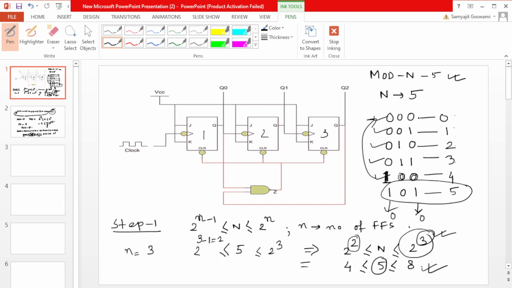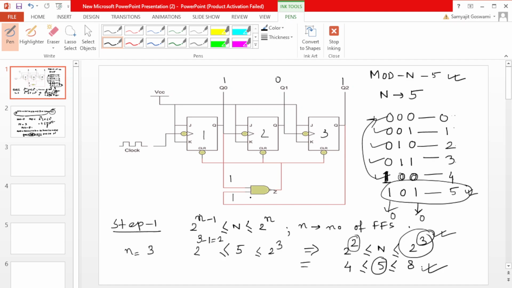So what we will do is take the Q0 and Q2 outputs. When the count 5 comes, these two outputs, Q0 and Q2, will both be 1. At that moment it is position number 5, 101, but we will not count this 101. So I will take this 1 and this 1.